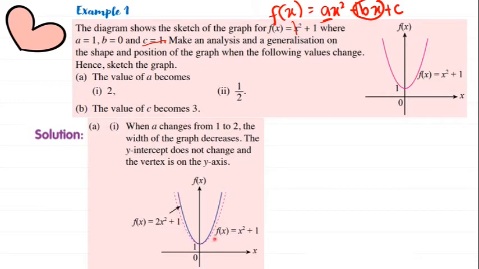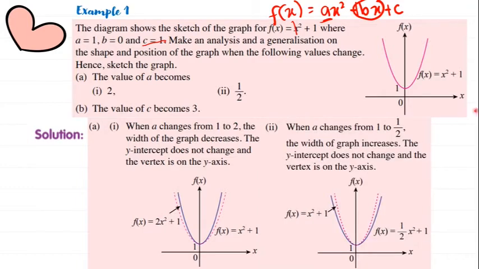So this is the new one, the blue color. For A equal to 1 over 2, when A changes from 1 to 1 over 2, the value of A decreases and the width increases. The y-intercept does not change and the vertex is on the y-axis. This is the original one. When A decreases, the width becomes bigger. The blue color is the graph f(x) equal to 1 over 2 x squared plus 1.